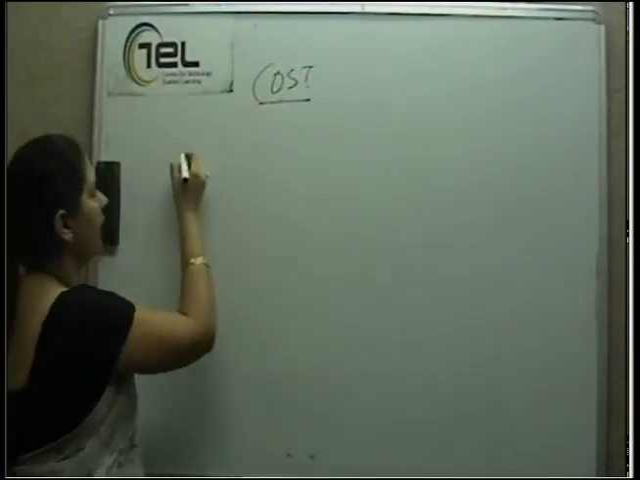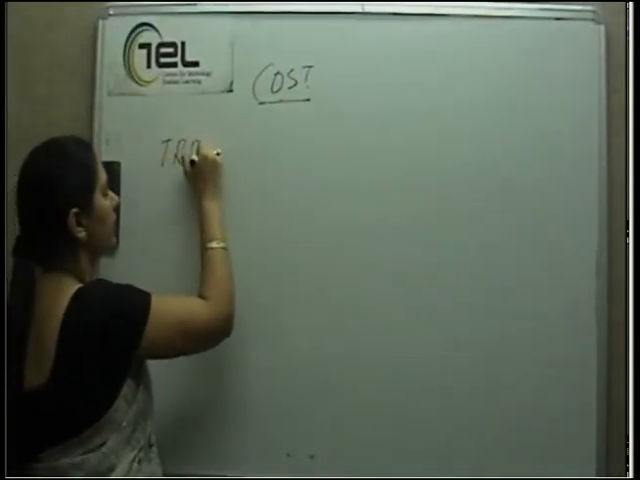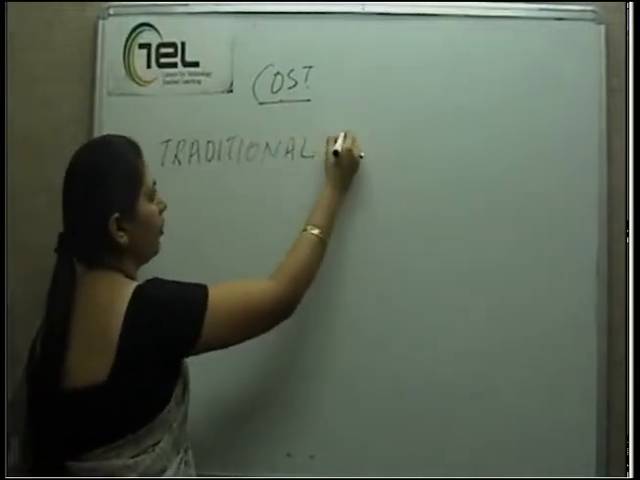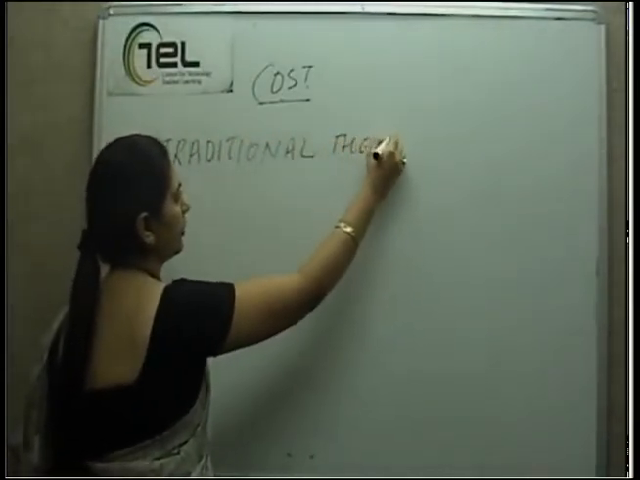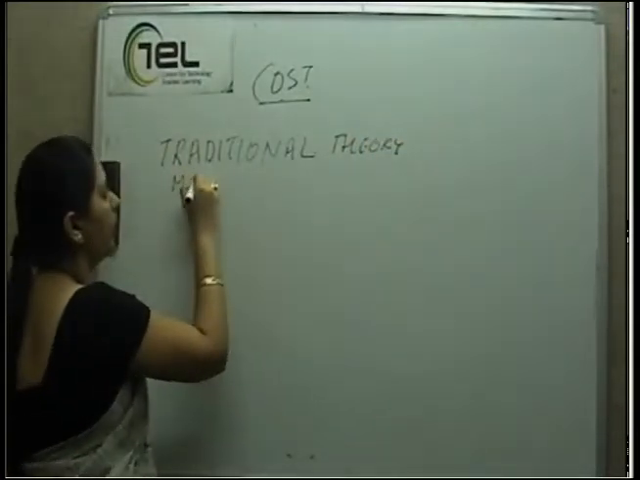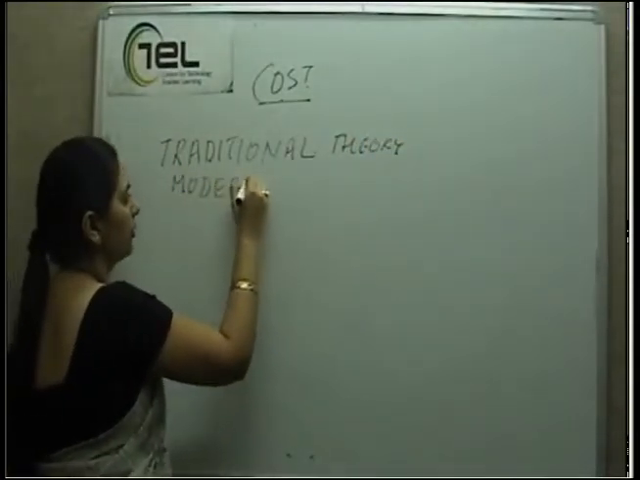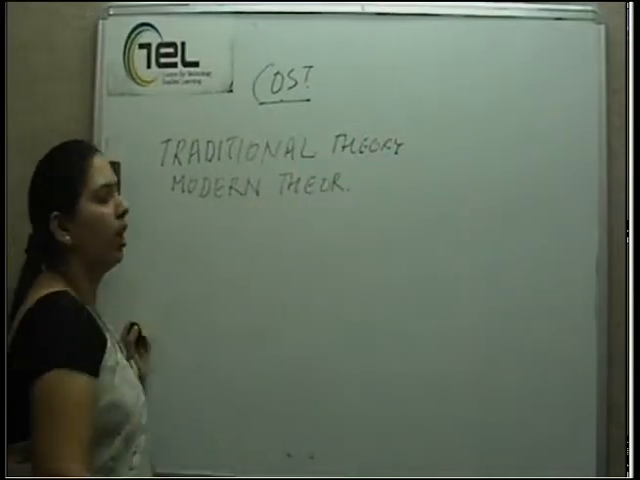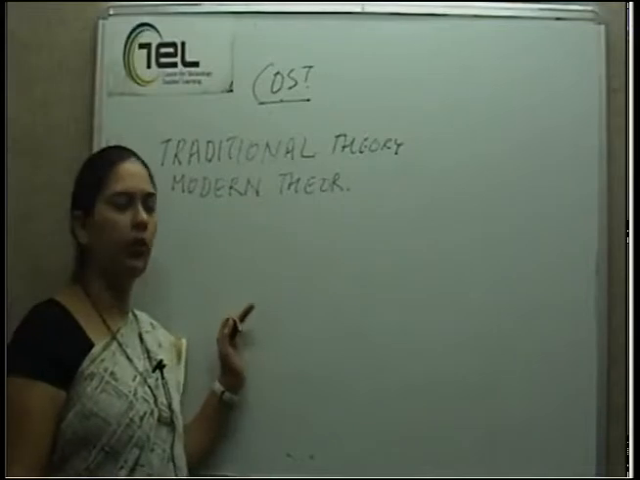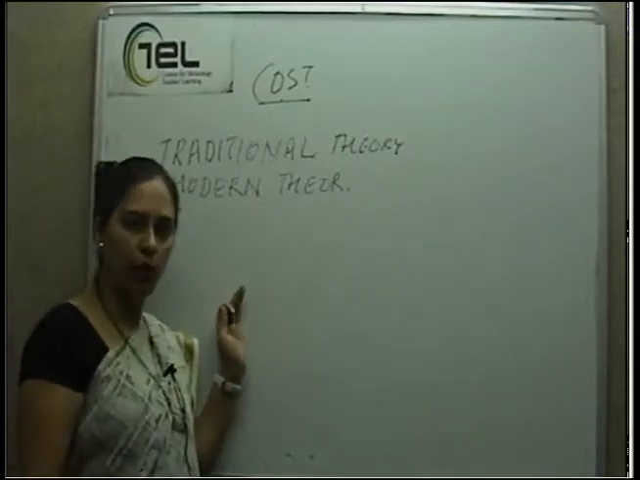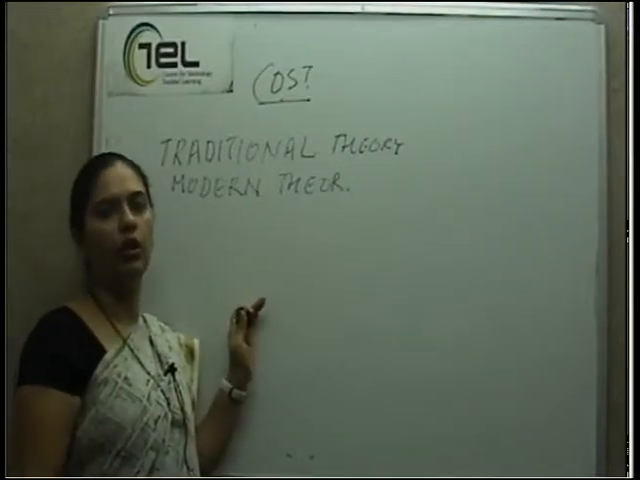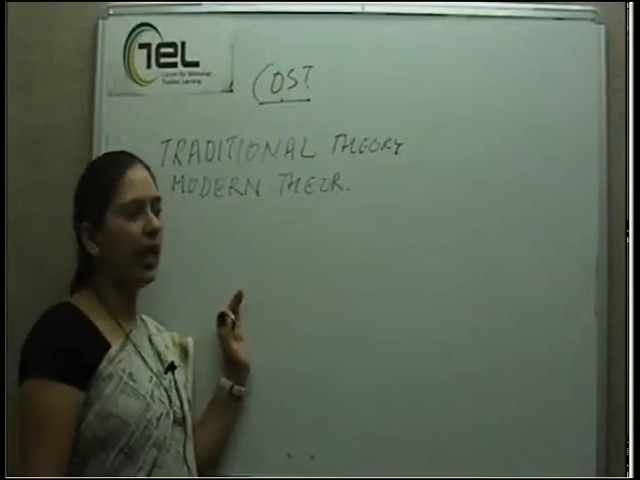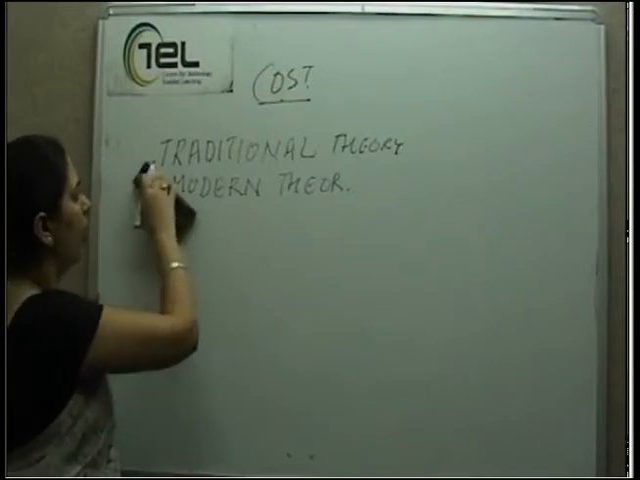We will be covering two theories. One would be traditional theory and the other would be modern theory of cost. Now in each, traditional and modern, we will be touching upon the concepts of cost both with short run and long run perspective. So I will be starting with traditional theory and starting with the short run concept of traditional theory.